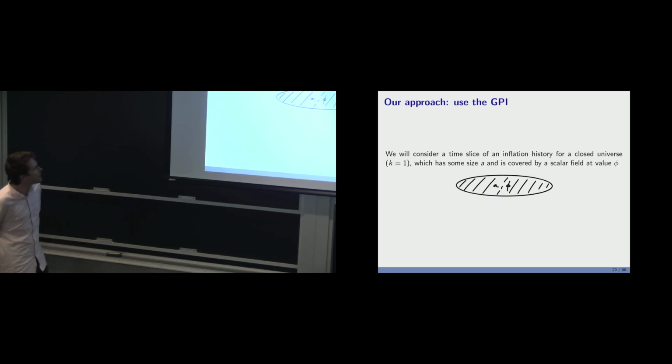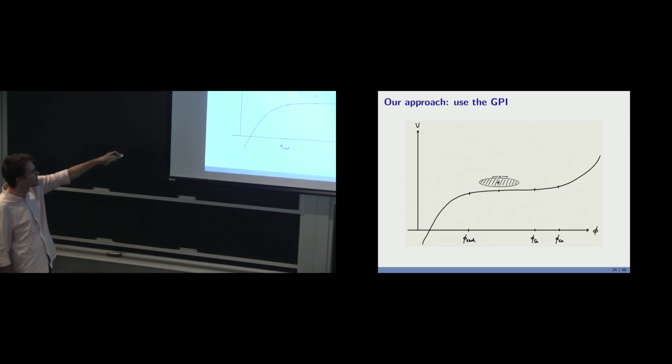The idea here is that we're going to consider a time slice of some inflation history, with the scalar field phi rolling down, for a closed universe. So we'll consider k equals 1, which has some size a, and it's covered by a scalar field phi at some point. You can place a surface anywhere you want in this inflation history. It's filled with phi, and it has some size a, which you can also choose.